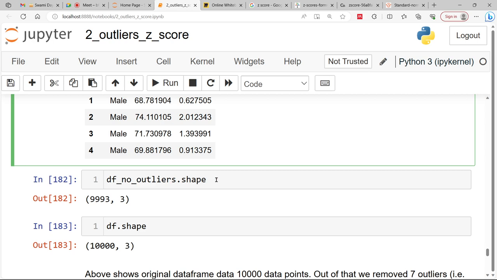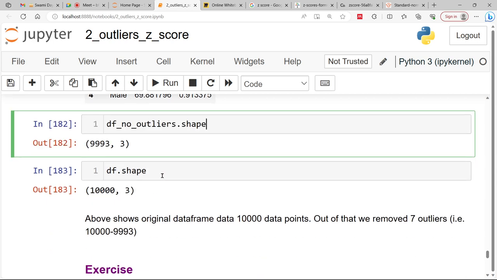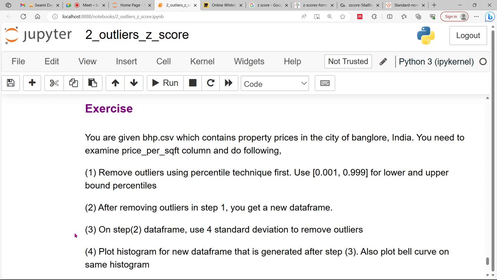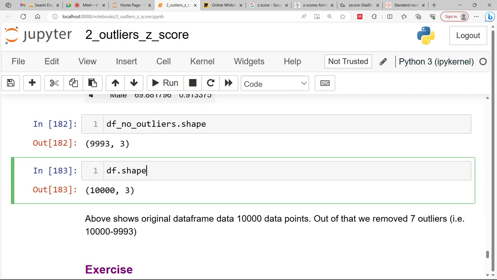Can you pick up the main idea? Now you have removed the outliers, or you have the clean data set, and then you can go ahead. Do we have any query?